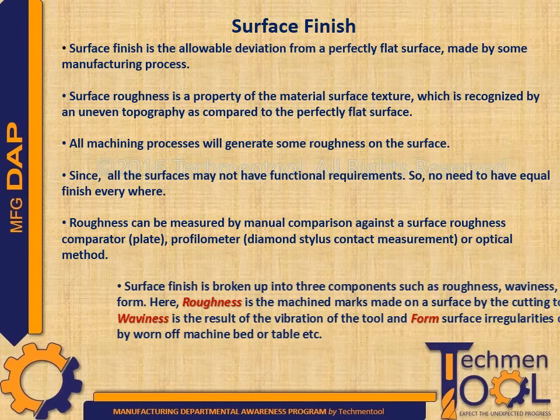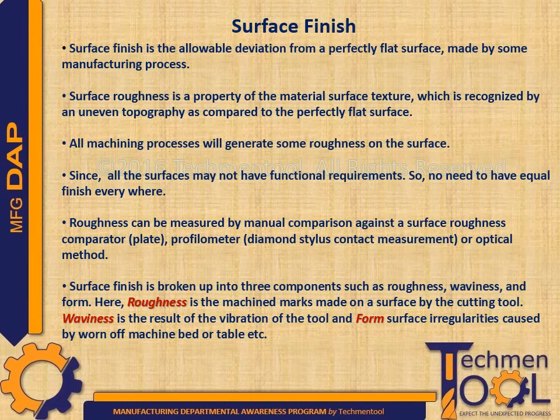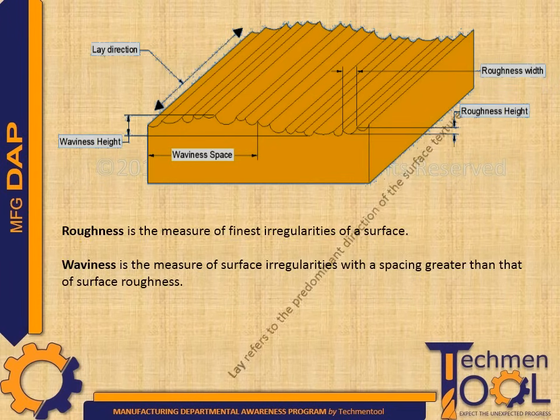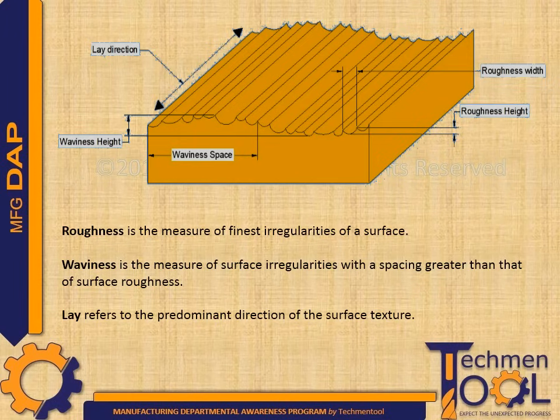Surface finish is broken up into three components such as roughness, waviness and form. Here roughness is the machined marks made on the surface by the cutting tool. Waviness is the result of vibration of the tool, and form is surface irregularities caused by worn off machine bed or table, etc. So roughness is the measure of finest irregularities of a surface. Waviness is the measure of surface irregularities with the spacing greater than that of surface roughness. Lay refers to the predominant direction of the surface texture.